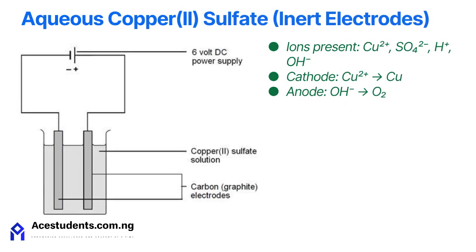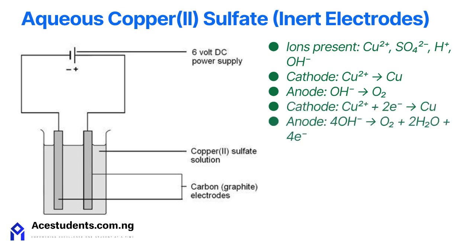In aqueous copper sulfate with inert electrodes, the ions present are copper 2+, sulfate 2-, hydrogen, and hydroxide. At the cathode, copper ions are reduced to copper metal. At the anode, hydroxide ions are discharged to form oxygen gas. Observation: a reddish-brown layer of copper forms at the cathode and bubbles of oxygen at the anode.